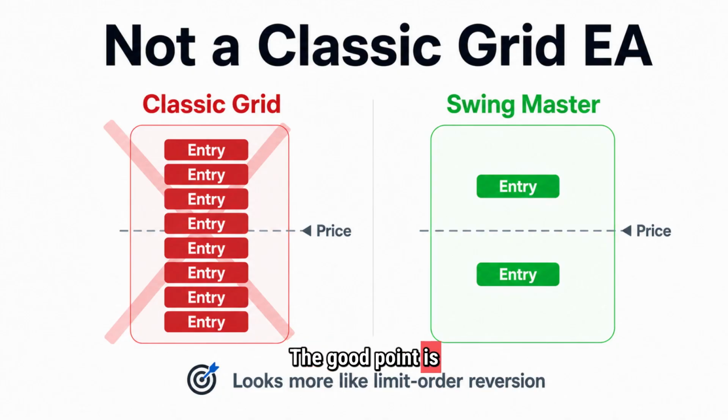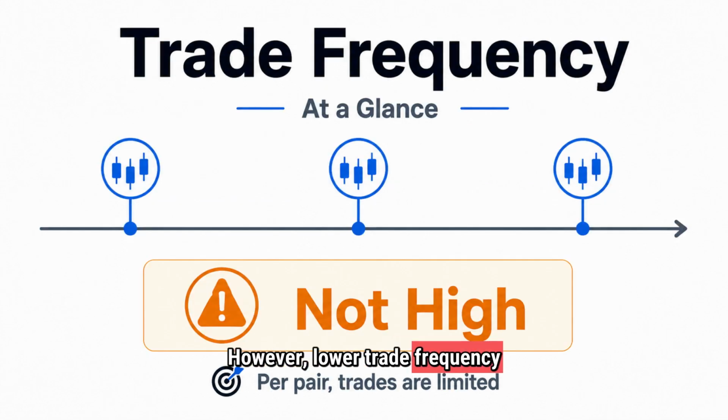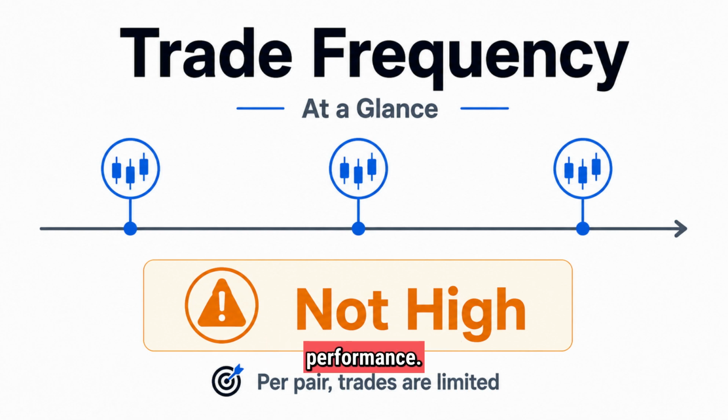The good point is that it does not look like a classic grid or martingale EA. I do not see aggressive position stacking, and the trade frequency per pair is not extremely high. So this is not the type of EA that opens many positions again and again in a short time. However, lower trade frequency also means one thing. It takes more time to judge the real performance. A few months of forward data may not be enough. The sample size is still limited, so we should not overrate the current forward result.